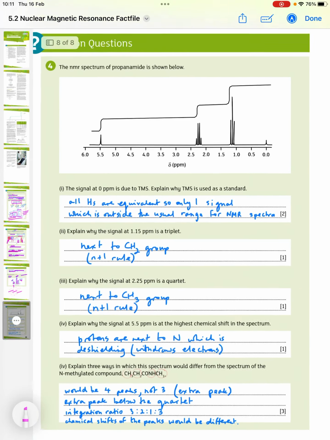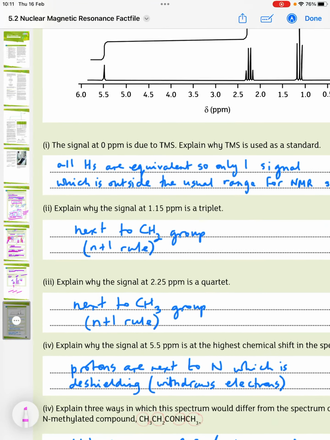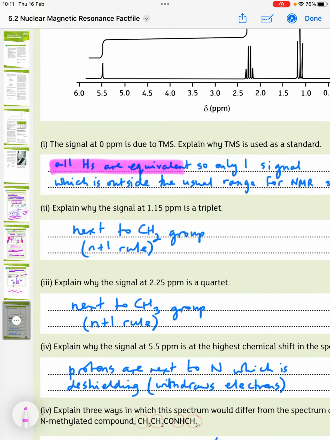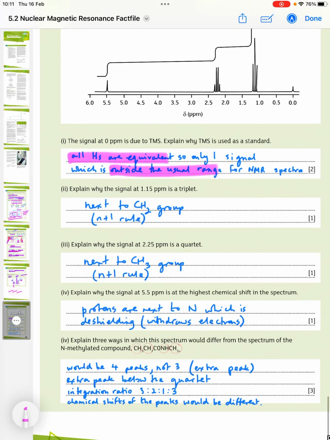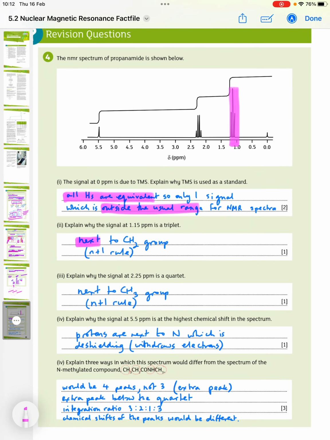Right, final question. The NMR spectrum of propanamide is shown below. So the signal at 0 is due to TMS. Explain why TMS is used as standard. So it's this question again. And it's all the hydrogens are equivalent, so you only get 1 signal, and it's outside the usual range. And explain why the signal at 1.15 is a triplet. That's this one. And the reason has to be the n+1 rule, so it's next to a CH2 group.